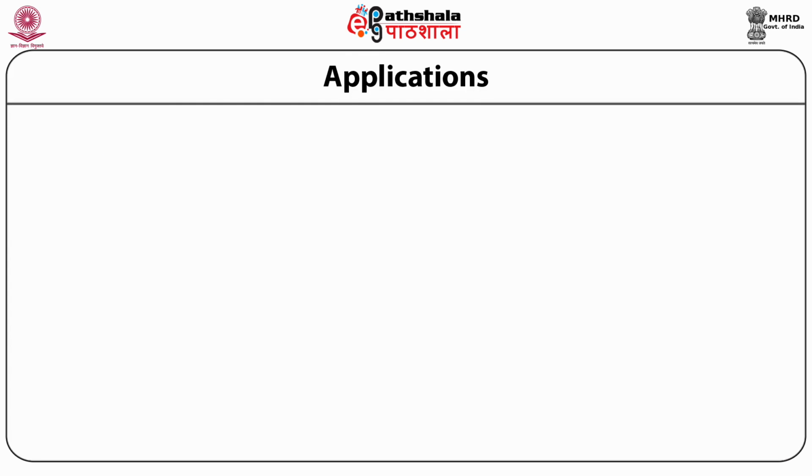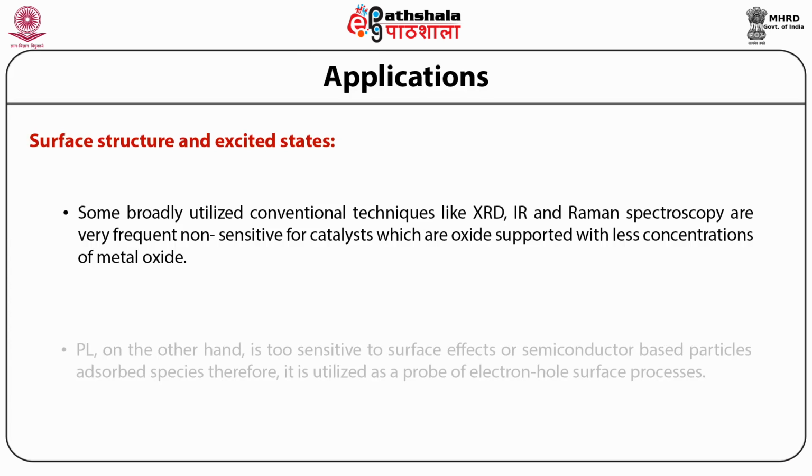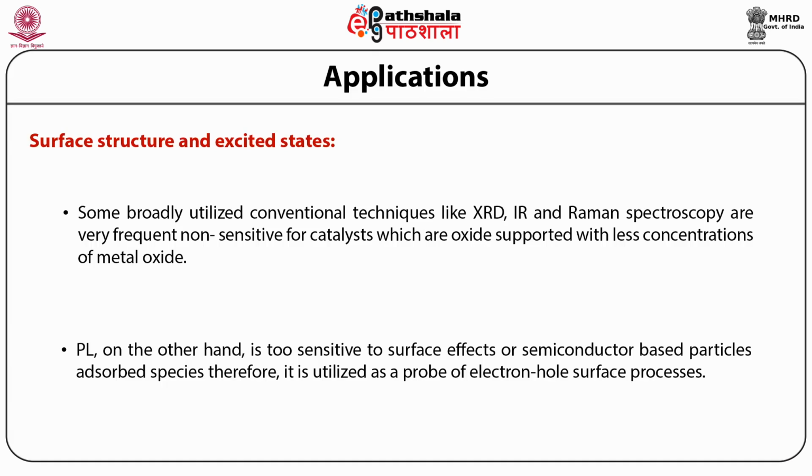Another application of interest is the surface structure in excited states. Some broadly utilized conventional techniques like XRD, IR, and Raman spectroscopy are non-sensitive for catalysts which are oxides supported with low concentrations of metal oxide. Photoluminescence, on the other hand, is very sensitive to surface effects or semiconductor-based particles' adsorbed species. Therefore, it is utilized as a probe of electron-hole surface processes.